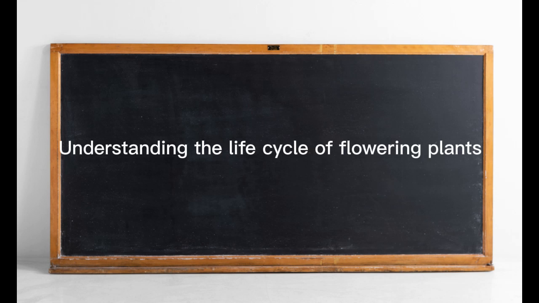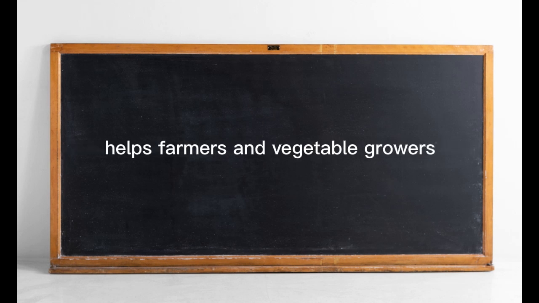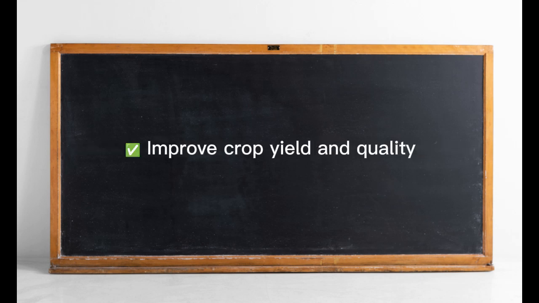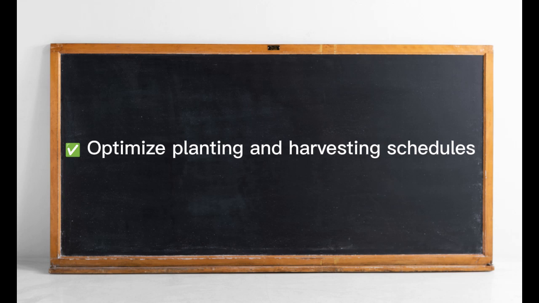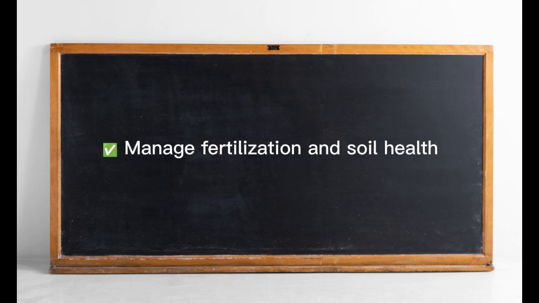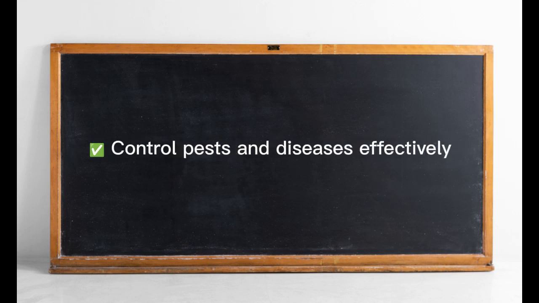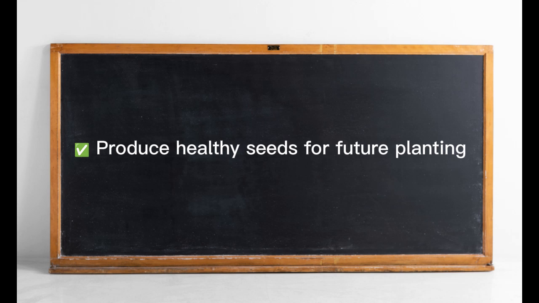Conclusion: understanding the life cycle of flowering plants helps farmers and vegetable growers improve crop yield and quality, optimize planting and harvesting schedules, manage fertilization and soil health, control pests and diseases, and effectively produce healthy seeds for future planting.